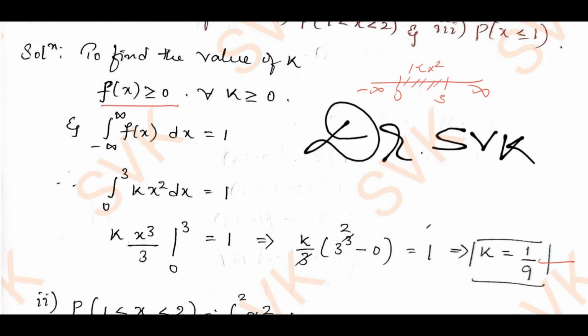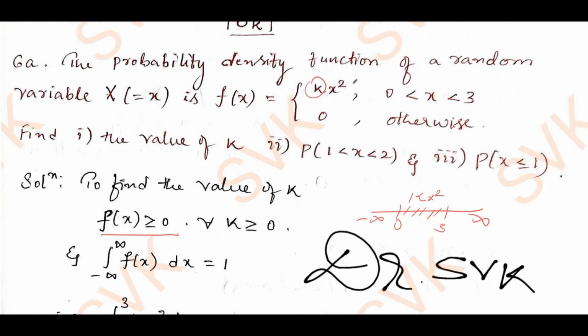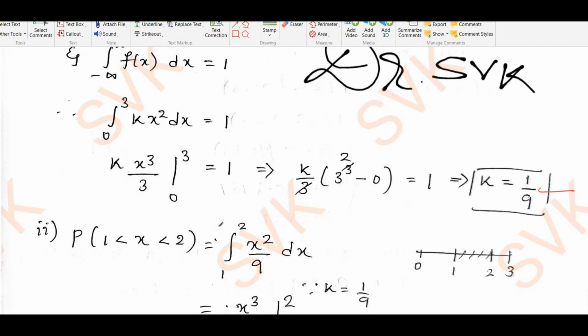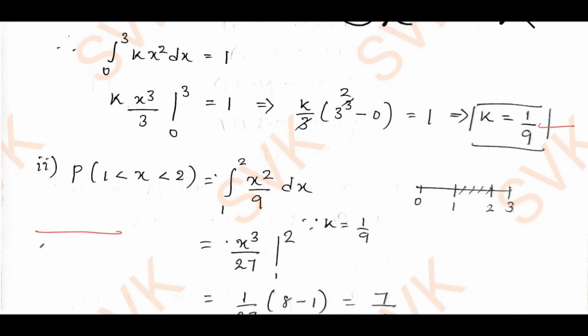Substituting this in the above expression, we are going to get the answer as x square by 9. Now I can find out the probability of whatever they have been asked. We can find out the probability of x lying between 1 to 2. As 1 to 2 lies inside the interval 0 to 3, we can consider the integral from 1 to 2 of x square by 9 dx.